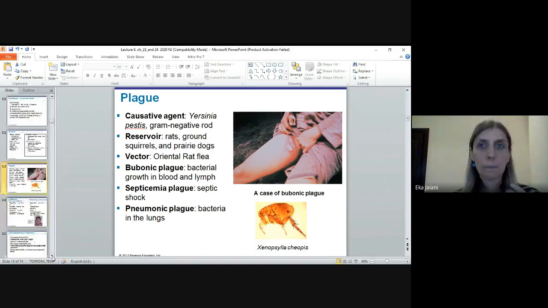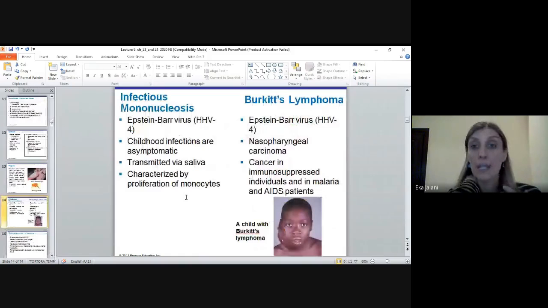Now, the viral diseases of the lymphatic system: infectious mononucleosis. This is a very common disease, and it can be caused either by Epstein-Barr virus or cytomegalovirus. The majority of infections are asymptomatic, but Epstein-Barr virus is also called the kissing virus because it is transmitted exclusively through saliva.